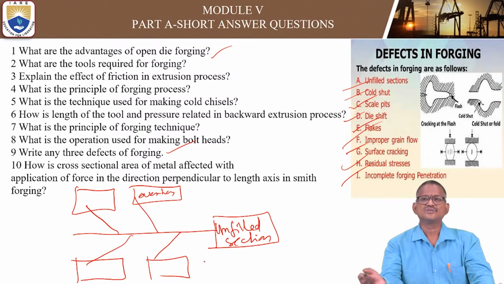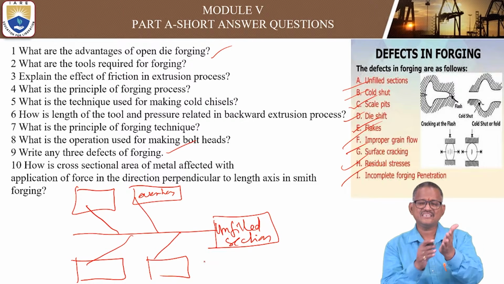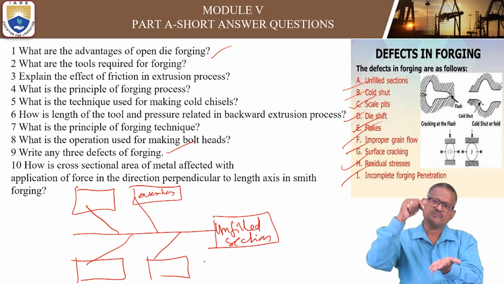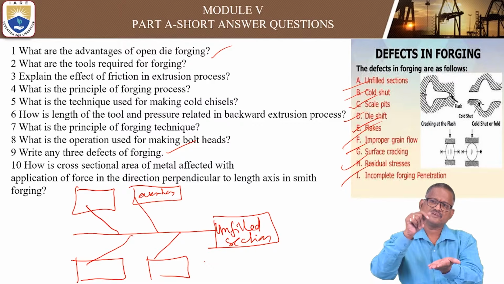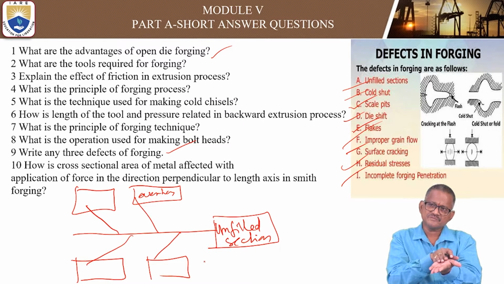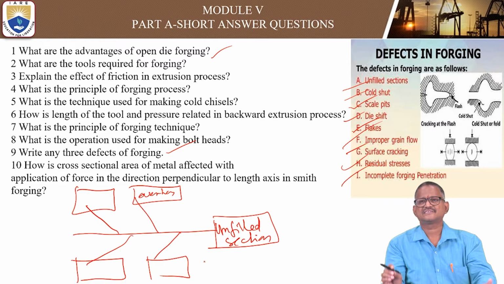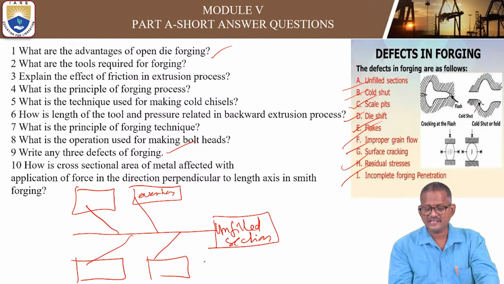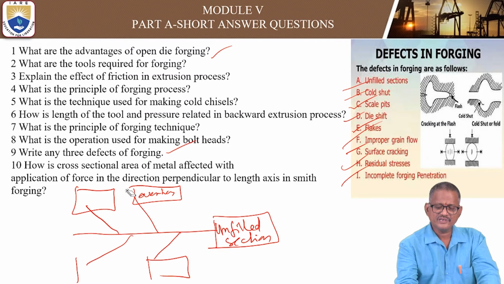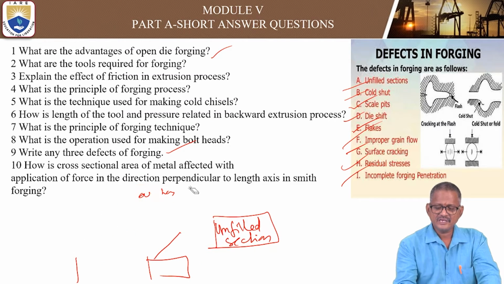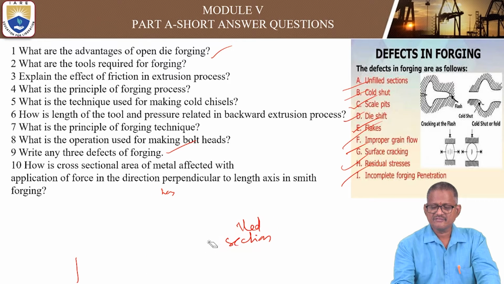Similarly, cold shut, scale pits, and die shift. When you suddenly apply pressure with the hammer, sometimes the die may shift by some delta x size. And improper grain flow: as far as grain flow is concerned, it can be discussed in comparison with the casting and welding processes.